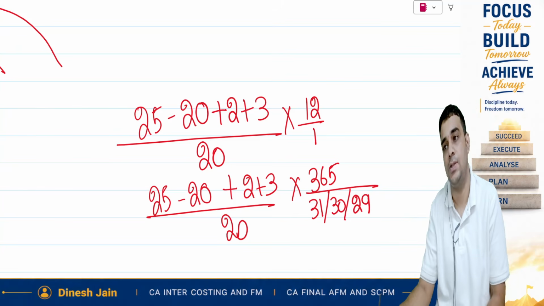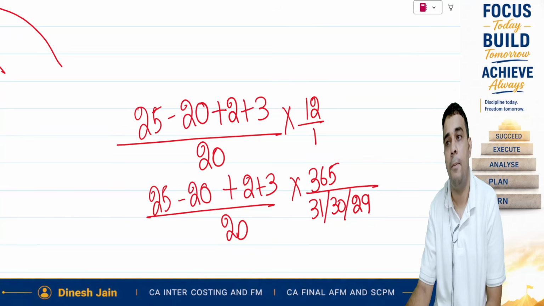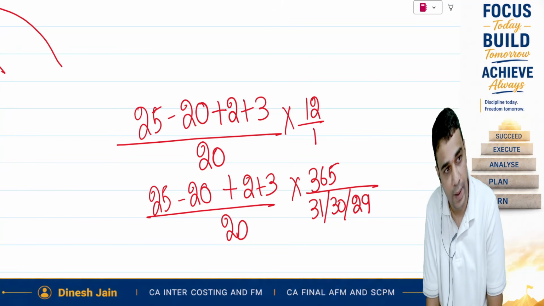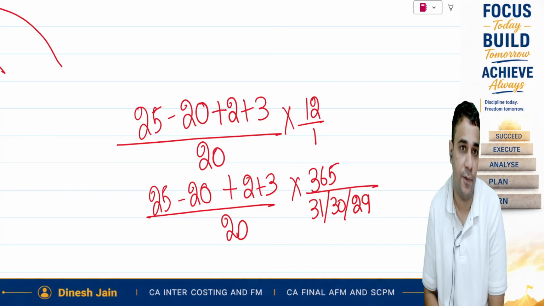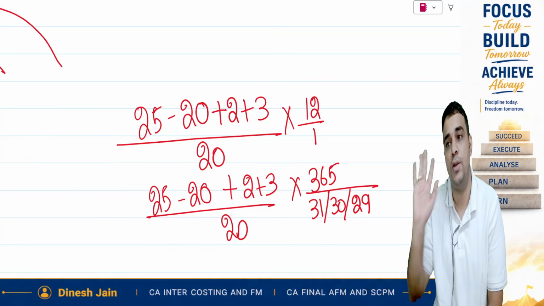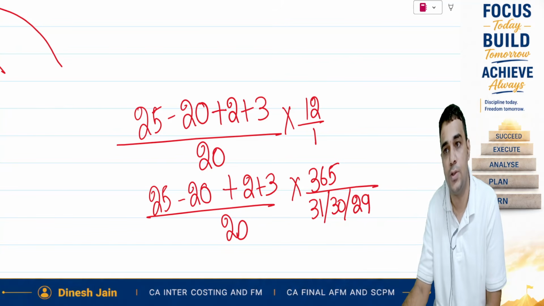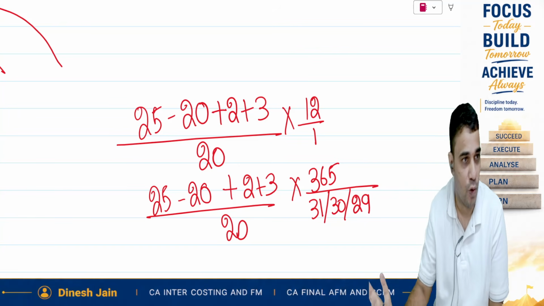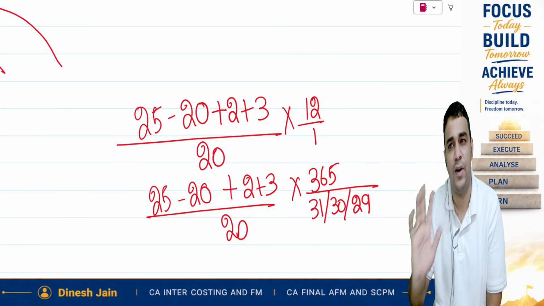March 1 to March 31 can be 31, can be 30, can be 29, and all the three will give different answers, and 12 by 1 also will give a different answer. I don't want the numbers. I'm just trying to focus on the concept. Few places we will not focus on the numbers.